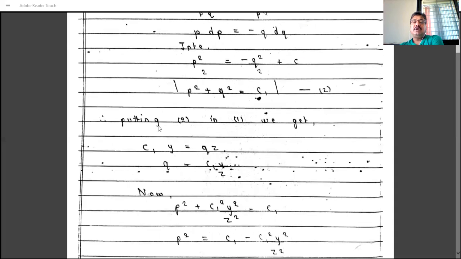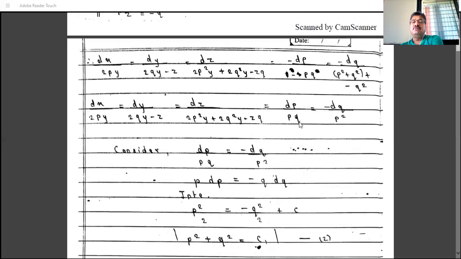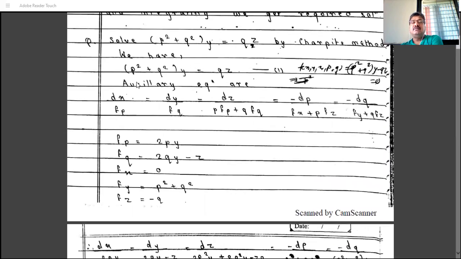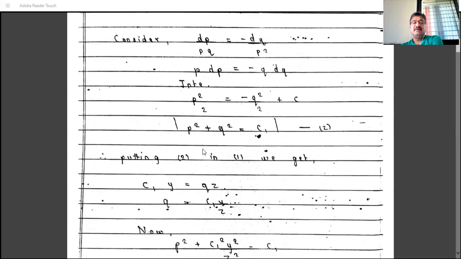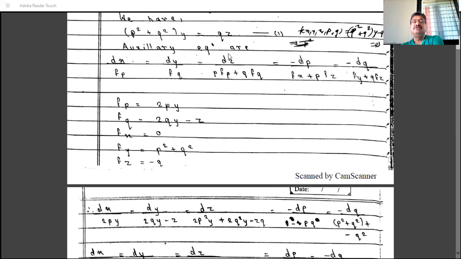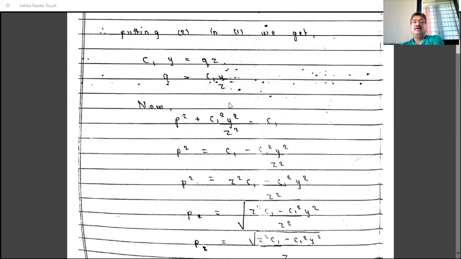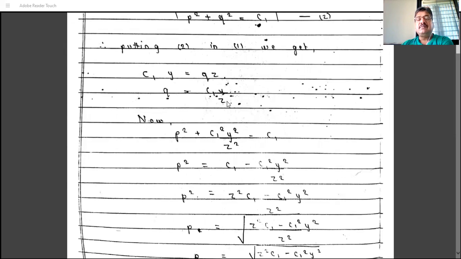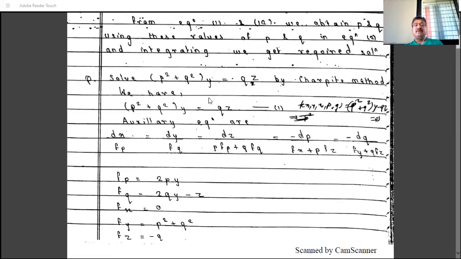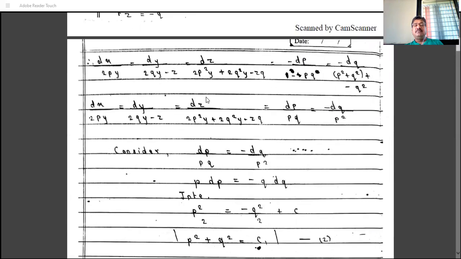Putting this equation number 2 in 1, now we have to find the values of p and q. So putting equation 2 in 1, we have p square plus q square as c1, so c1 y is equal to qz. And therefore q is equal to c1 y by z. So we have the value of q. Now substitute this value of q as c1 y by z.